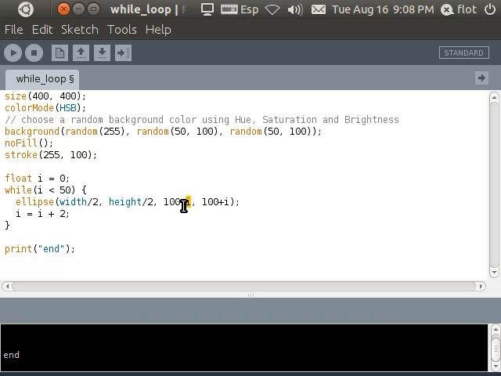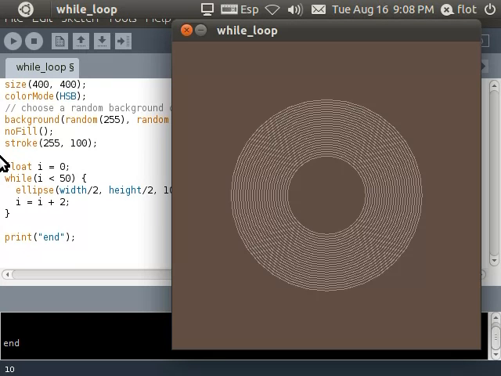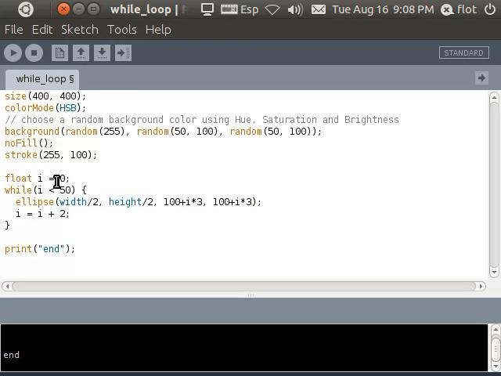I'm increasing only 1 pixel at a time, so the circles are very close to each other. So if I multiply here our step by 3, what happens then? So there I have what? Well, it should be 25 circles if my step is 2. So to get from 0 to 50 in steps of 2, then it's probably 25.